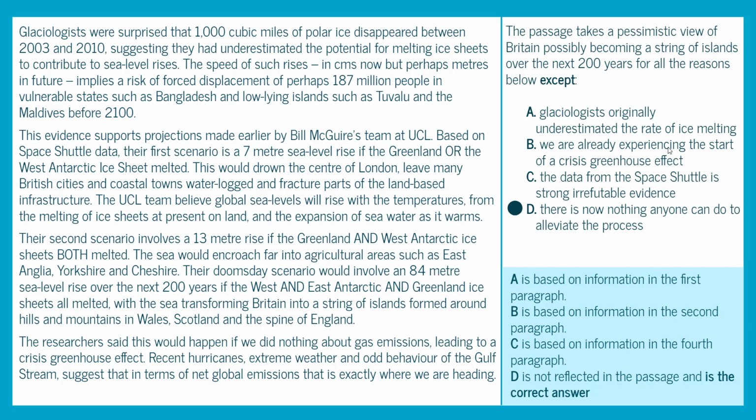All right. So glaciologists, we learned all about. It says glaciologists were surprised that Hokkaido would disappear. They underestimated the potential for melting ice sheets, etc. And the evidence to show projection earlier by McGuire based on such first seven.